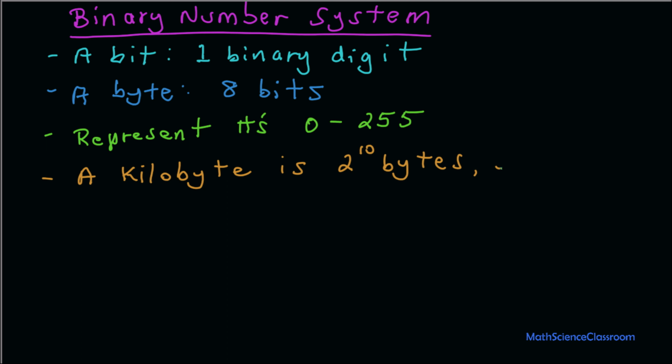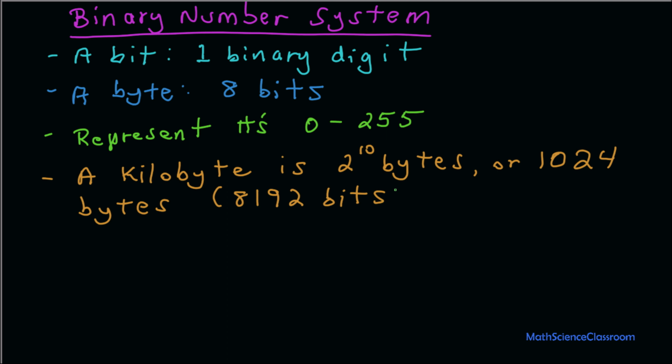Or 1024 bytes. And I know what you were thinking. You were thinking kilo 1000. But remember, this is binary. This is a base 2 system. So rather than 1000, 2 to the 10th power is 1024. And just for your information, there are 8,192 bits in a kilobyte. But if you said a kilobyte is 1,000 bytes, you would be close, but we try to be as precise as possible when we're working with computers. So that is kilobytes.